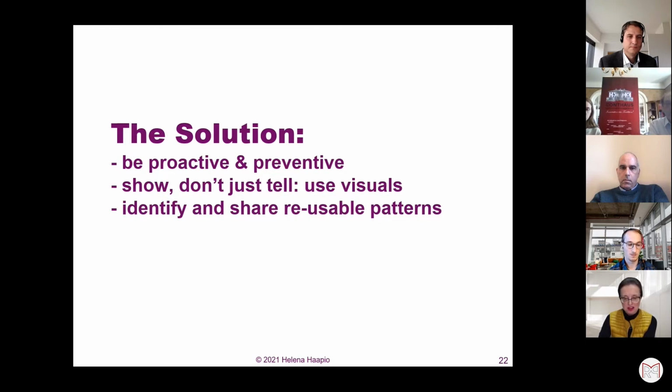So they use visuals, among other things. And then there's this thing about patterns that we can identify, catalog, and share, and we have.